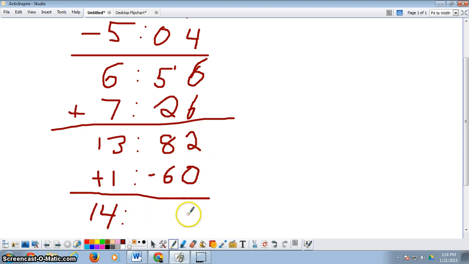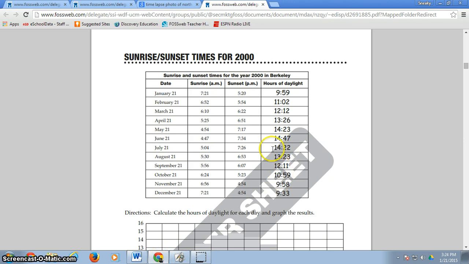And when we do our subtraction here, we get a 2 and another 2. 22 minutes. And when we go back and look at our answer key, for July we have 14 hours and 22 minutes.